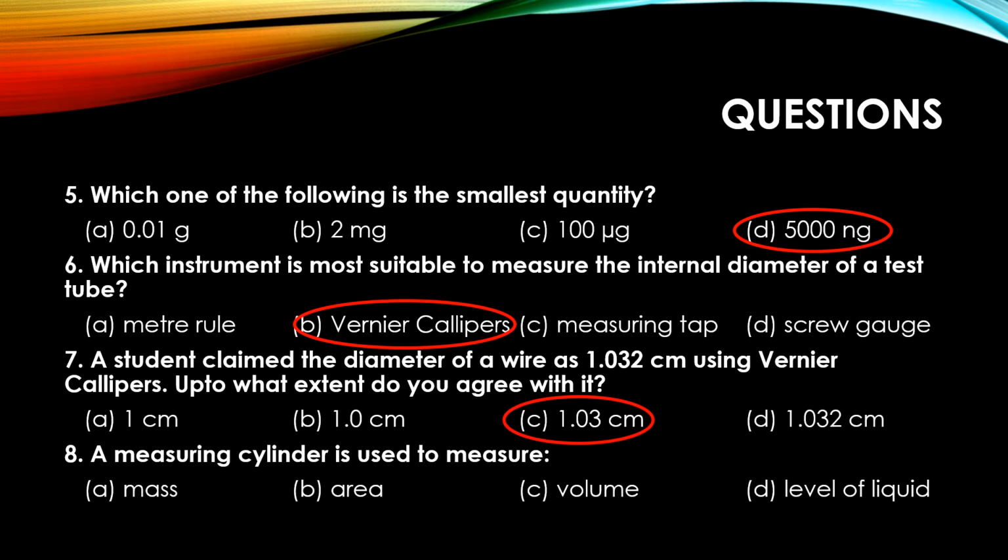Question number 8. A measuring cylinder is used to measure A, the mass, B, the area, C, volume, D, level of liquid. It's very obvious. The answer is C, the volume.